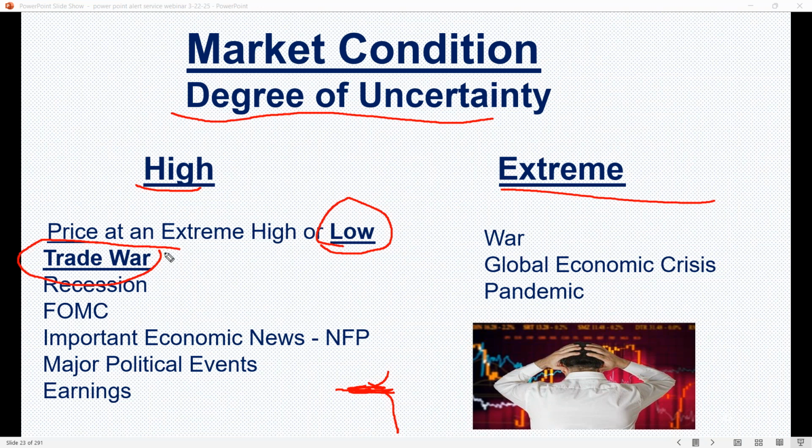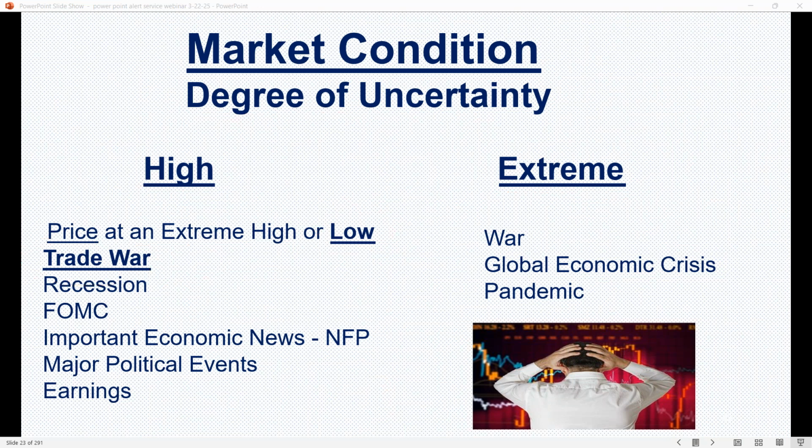Potential for slower growth in the economy, and then that could lead to potentially a recession. So these are things that we want to be aware of, identify, quantify. Right now, we're in high uncertainty. Extreme uncertainty would be if we did have a major war, or like the global economic crisis back in 2008, or the pandemic in 2020. So those were extreme, right? Everybody can remember those. When you're in extreme uncertainty, you really want to trim that risk. And this can help you to identify what to do.